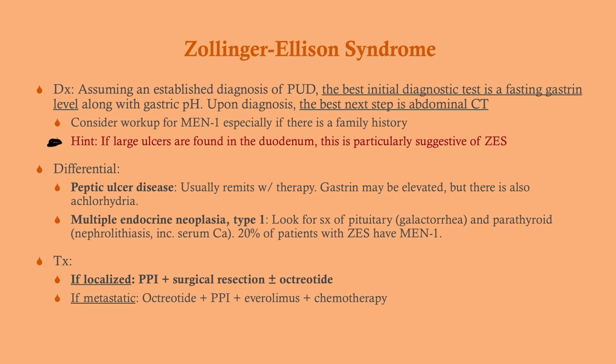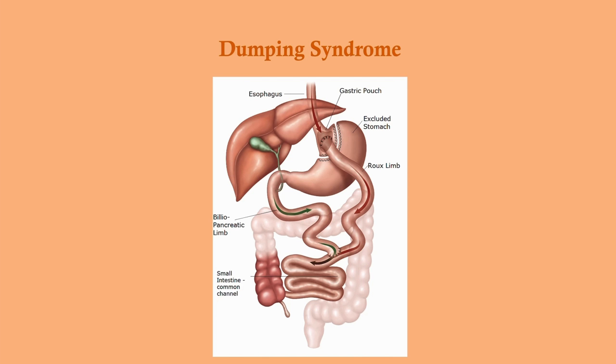For the treatment, if it's localized, we go with a high-dose PPI, surgical resection, and you may add octreotide if the PPI is not enough. For metastatic disease, this is cancer, so we typically treat it with chemotherapy, but you will not need to know how to do metastatic treatment. Just know with ZES, we have high-dose PPI and octreotide along with surgical resection.